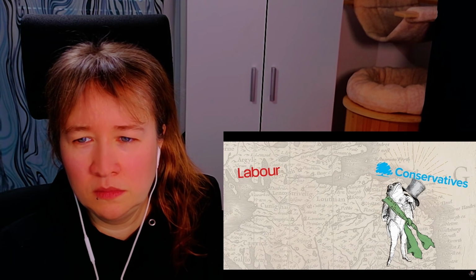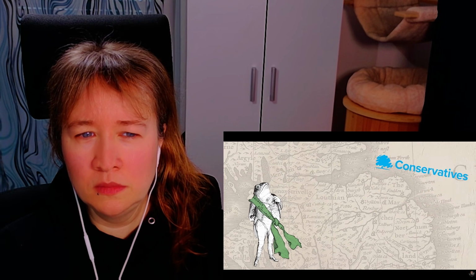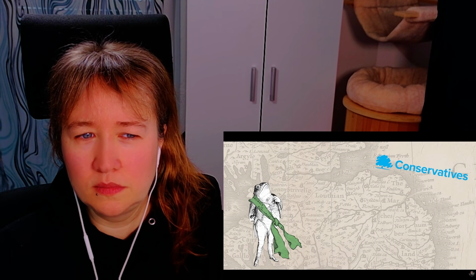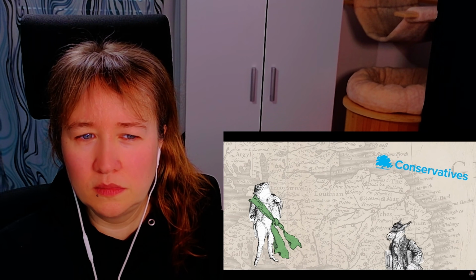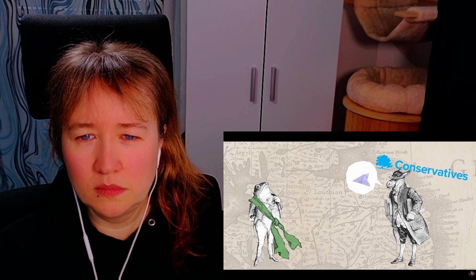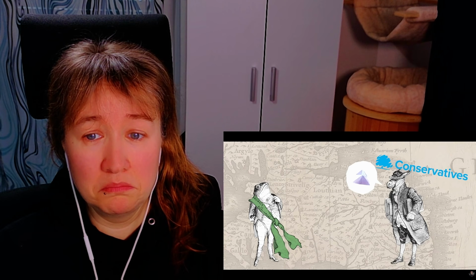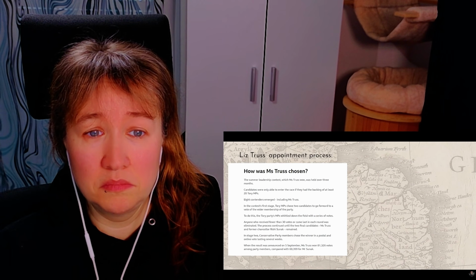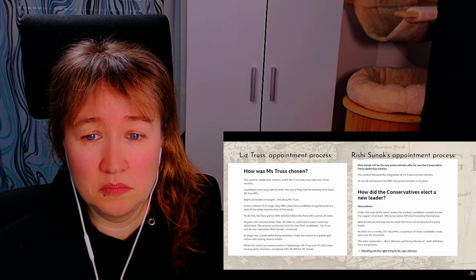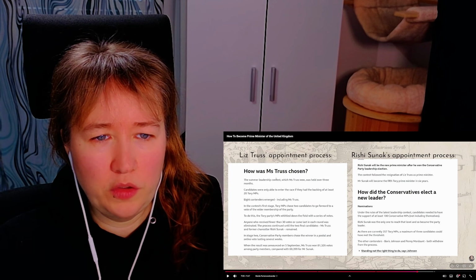If you are in the Conservative Party, they don't have a set of rules that's the same each time. Instead, every single time they need a new leader, they have to announce fresh how it's going to work. For example, the process for appointing Liz Truss as party leader was very different to how Rishi Sunak got appointed. How was Miss Truss chosen?